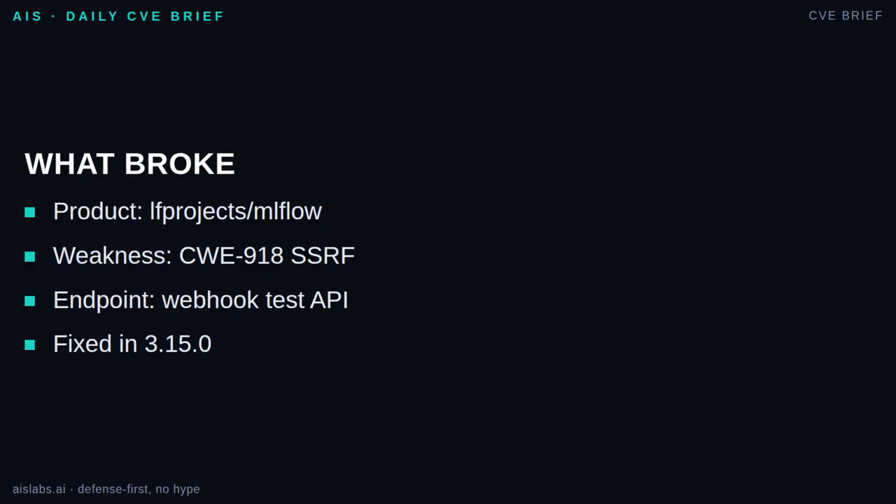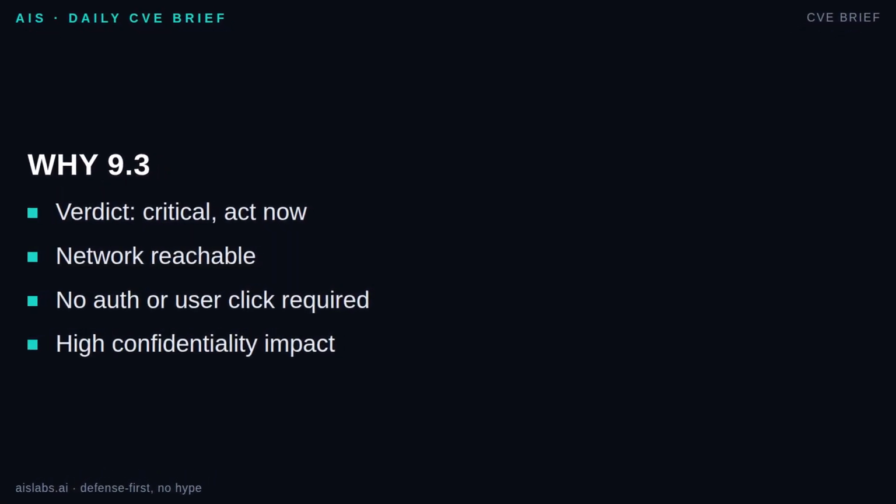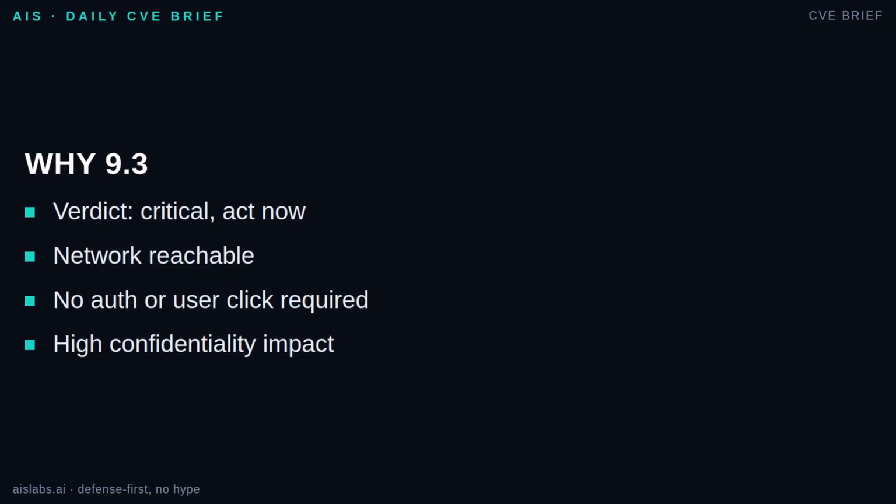The NVD description is specific. Before version 3.15.0, the unauthenticated POST endpoint at /api/2.0/mlflow/webhooks/ID/test calls a URL validation function only for the original URL. But the delivery code follows redirects and re-resolves the hostname without pinning the already validated address. That gap can allow requests to end up at internal or cloud metadata services, with response status and response body returned. Verdict: this is a critical, unauthenticated, network-reachable SSRF with a serious data exposure path.